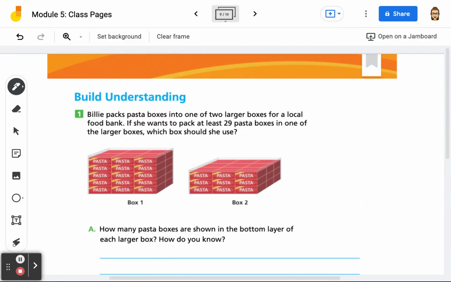So Billy packs pasta boxes into one of 2 larger boxes for a local food bank. She wants to pack at least 29 pasta boxes in one of the larger boxes. Which box should she use? So we're going to start with how many pasta boxes are shown in the bottom layer of each larger box. How do you know?